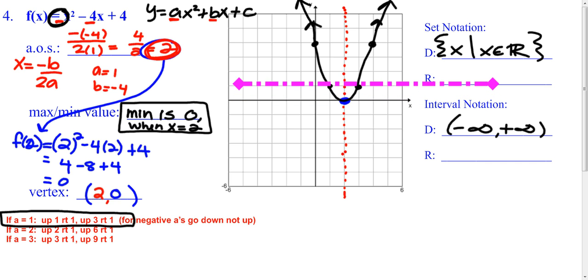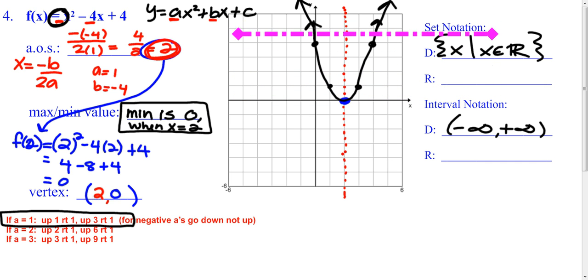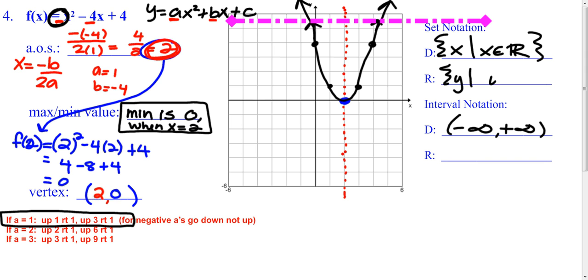And then I hit the graph, hit the graph, hit the graph, hit the graph. So it's hitting the graph as long as my y values are 0 or bigger. Okay, so my range would be set of all y's such that y is greater than or equal to 0, or from 0 to positive infinity. Notice that I have a bracket there because it can be exactly 0. Okay, and that is number 4 from your worksheet.